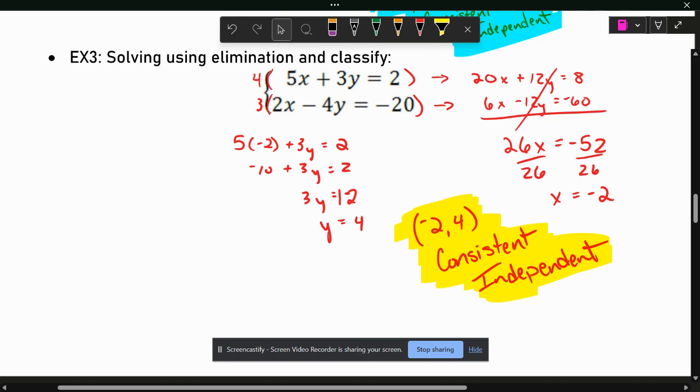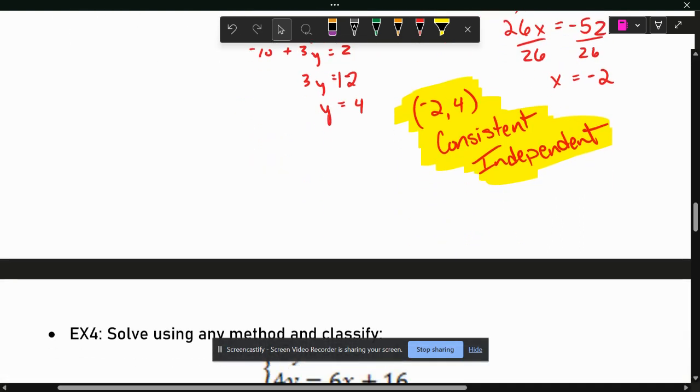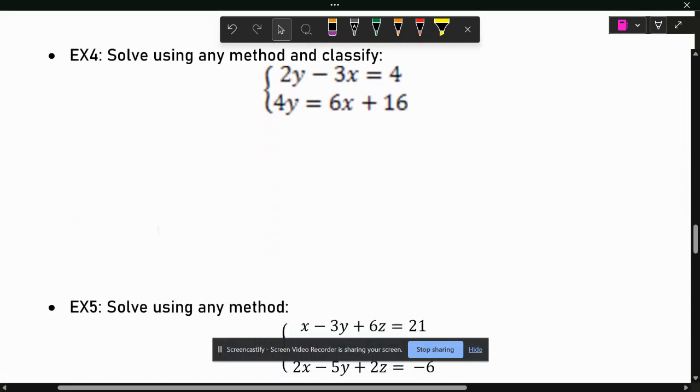Questions at all on those first three examples? Solving. Okay. I would like you to try example number 4 and maybe try example number 5 on your own. I'm going to give you a little bit of time. You can work with somebody if you want to. Just as a reminder, this is going to just continue to record. So I'll probably try and do them up here. See if you can get the same answer. Okay, solve using any method and then classify.